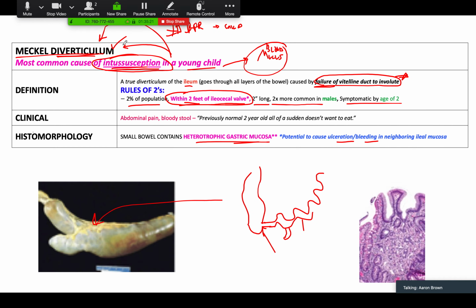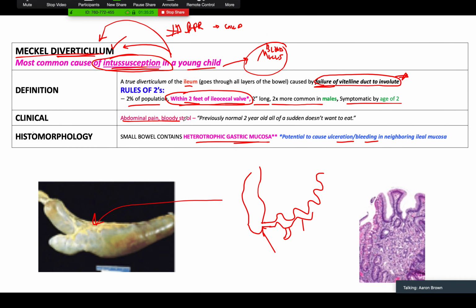So if this Meckel's is presenting as intussusception, you would see abdominal pain and bloody stool. If it is not intussusception, your patient would be asymptomatic. Okay. So what questions do you have on this? Okay. Good. If you have any questions, please stop me.